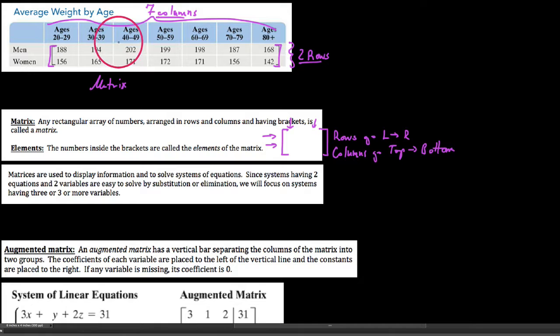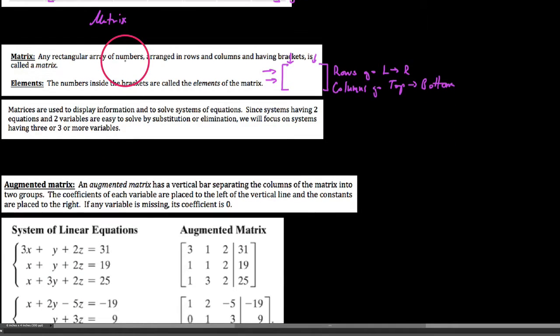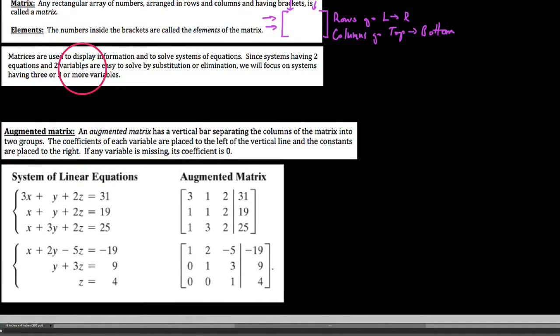Because of that efficiency in organizing numbers in row and column format, we use matrices to display information, but also to solve systems of equations. Since systems having two equations and two variables are easy to solve by substitution and elimination, this entire module is going to be focused on systems that have 3 or more variables.